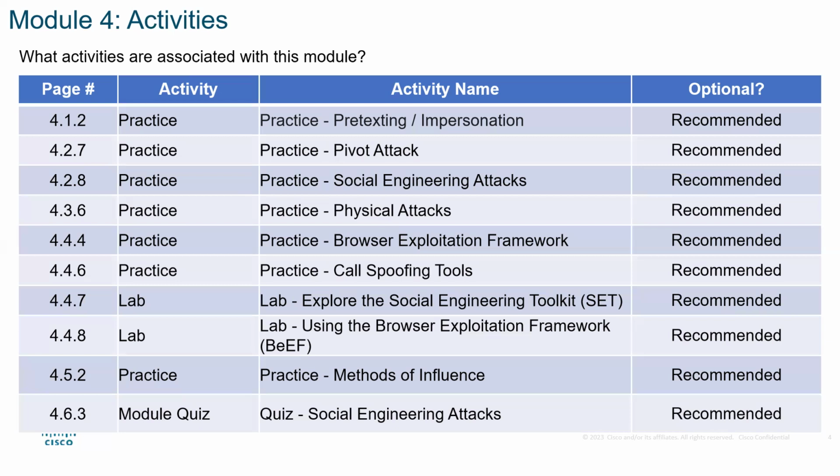Okay, so there are some practices that you want to get into. How do you do pretexting? How do you do a pivot attack? The different types of social engineering attacks: we have dumpster diving, shoulder surfing, eavesdropping. All of these are different ways that social engineering can be done. We also have some call spoofing tools. Then for the lab sessions, we are going to be looking at the social engineering toolkits, then of course the browser exploitation framework. Then you do a quiz, and at the end of the day, this can culminate in helping you pass the exam.